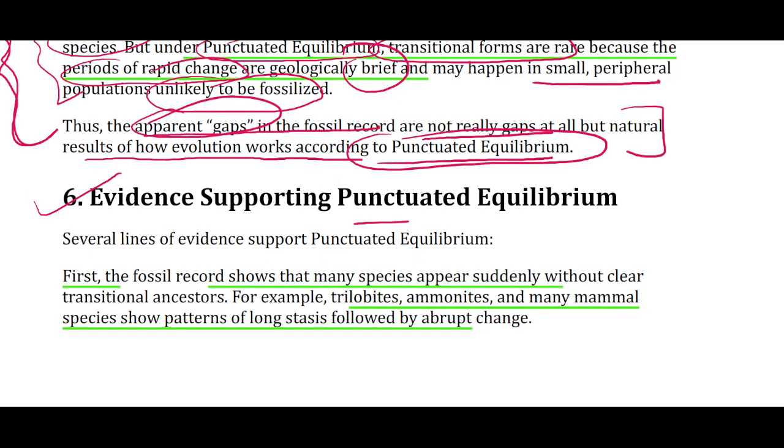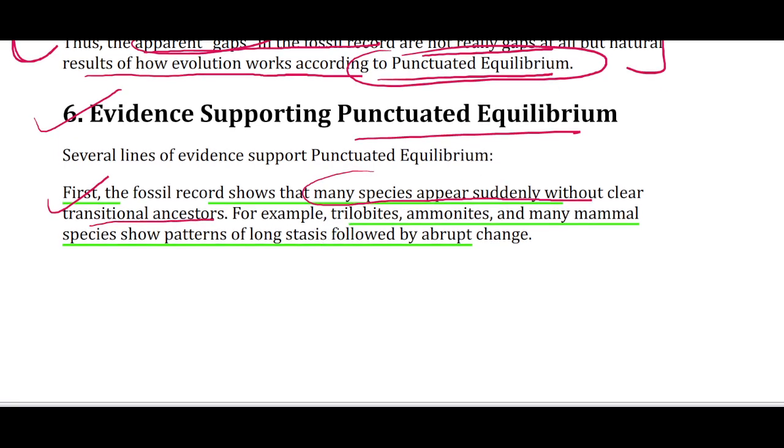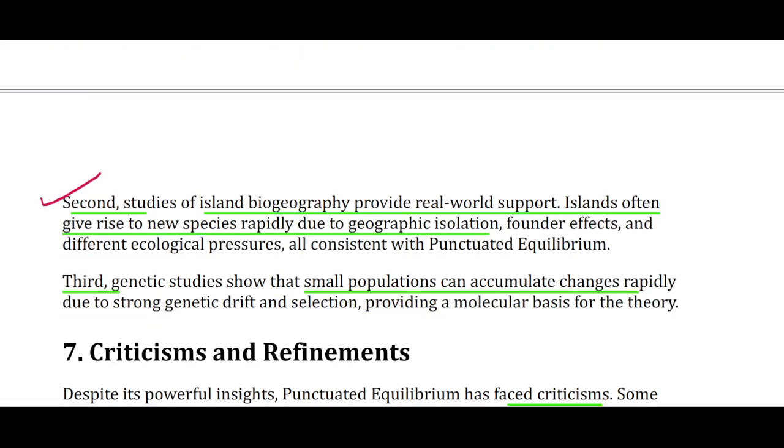Now the evidence that supports punctuated equilibrium. First, fossil records show that many species appear suddenly without a clear transitional ancestor. For example, trilobites, ammonites, and many mammalian species show patterns of long stasis followed by abrupt changes. Second, the studies of island biogeography provide real-world support. Islands often give rise to new species because of their relative geographical isolation.